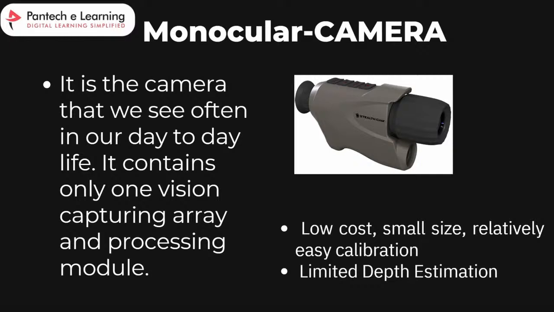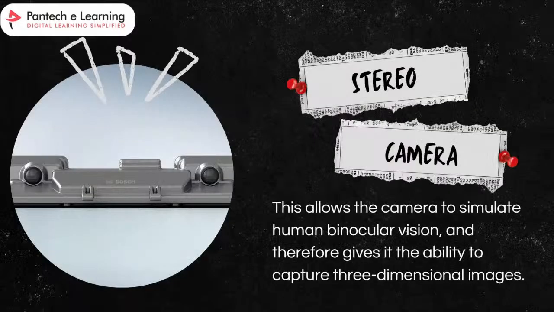They record images in 2D, meaning they do not provide depth information. As a result, objects in captured images do not have a sense of depth or distance between them. These monocular cameras are suitable for various applications including photography, video recording, and surveillance. Next one is the stereo camera.